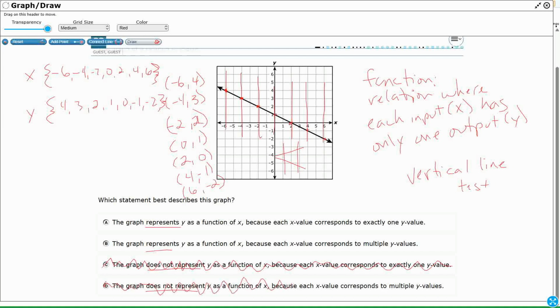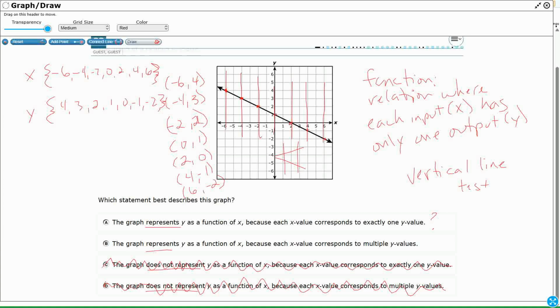Now, what makes it a function? Well, we already said the definition over here. Each input has only one output. Okay, so the graph represents y as a function of x because each x value corresponds to exactly one y value. Well, yeah, that's exactly what we set up here. So that probably looks good, but let's check B.